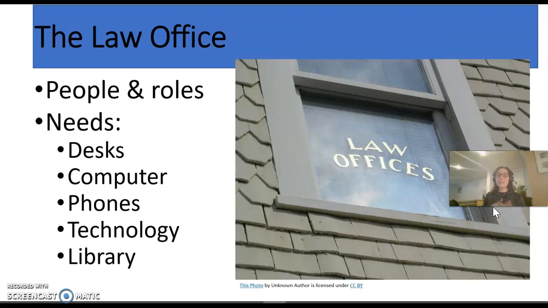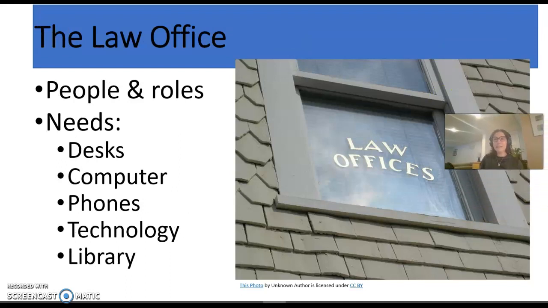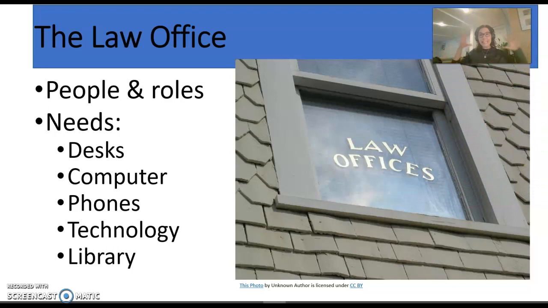All right. So let's again go back to what we talked about at the beginning, which is now we have an idea about the different places where lawyers and paralegals work. Who's there and what do we need? Any law office, and again, we can talk about this whether we're in person in a physical law office or everybody's working remotely or some combination of the two, we need people to help run the business.